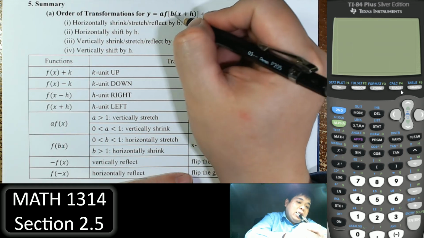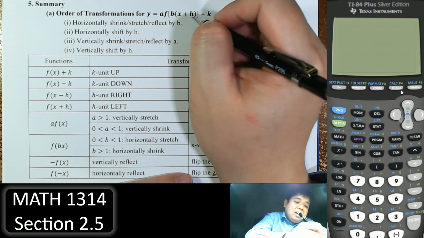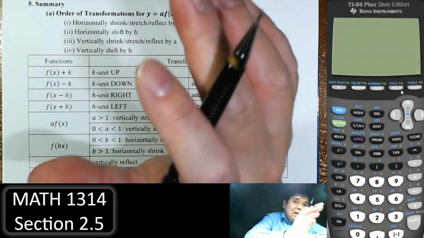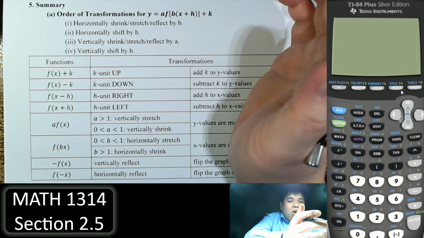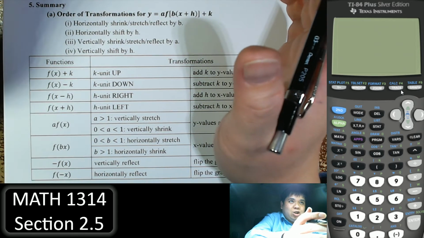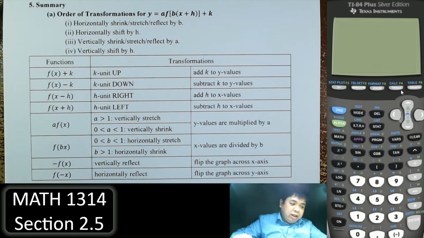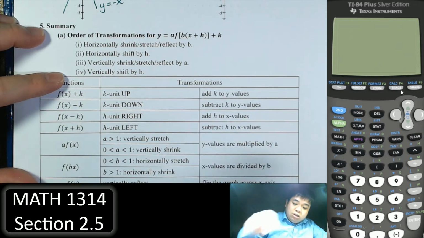So again, multiply first and then add or subtract, and then inside first and then outside. Well, that part is obvious, order of operation is like that too. Inside parentheses and then outside. So we do the same thing here. Order of transformation is going to be inside first and then outside.